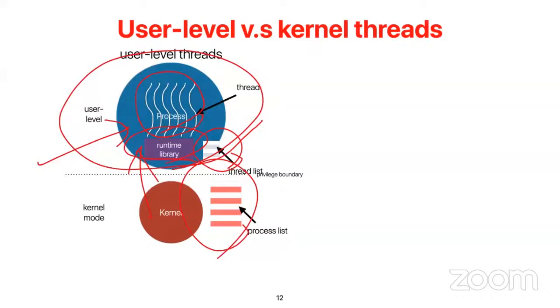No, the thread list is just a list of these small threads, and these are maintained by your runtime library, and they are invisible. So your library maintains a table saying that this process contains this many threads. However, this library also runs at the user level, so it's part of the application that you are running.